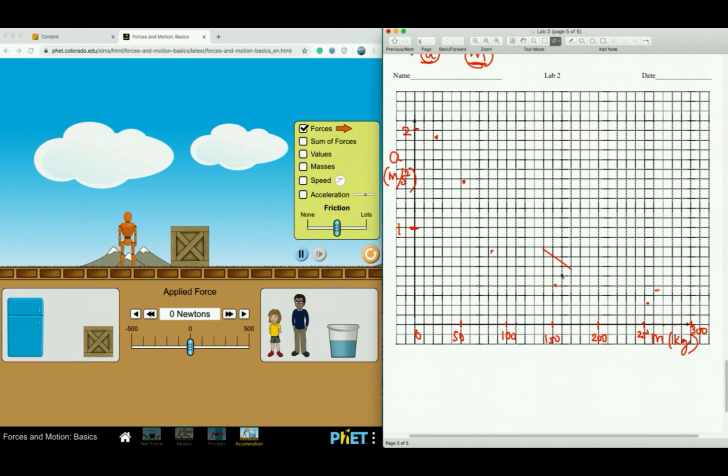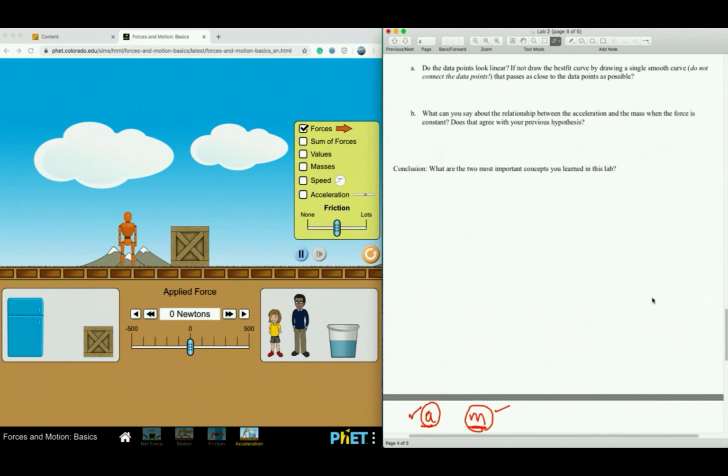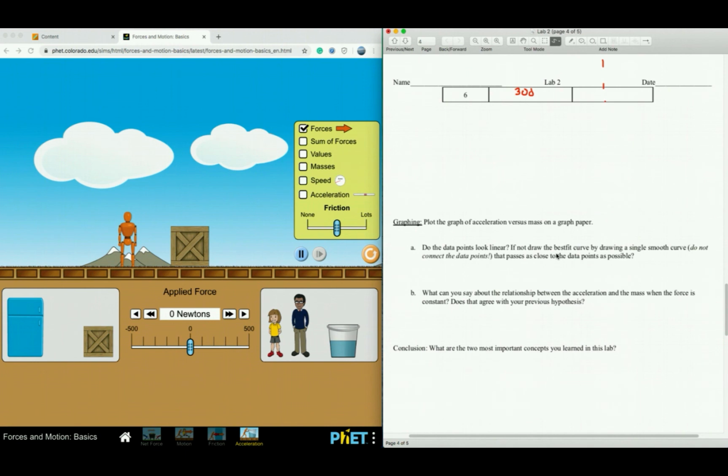So what I want is a smooth single curve that passes as close to the data points as possible. So you draw a smooth curve like this. Again, the curve may not pass exactly through the data points, but even if it is pretty close to the data points, that's pretty good. So this is a curve, and then you answer some of the questions here.